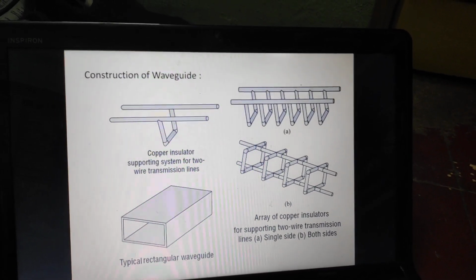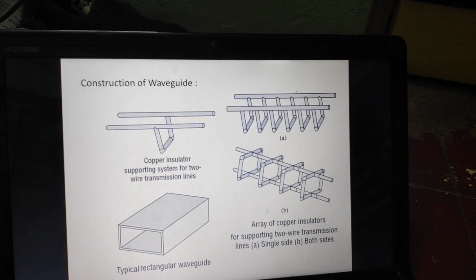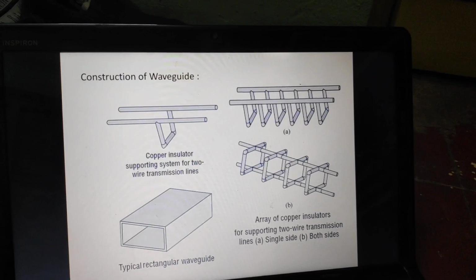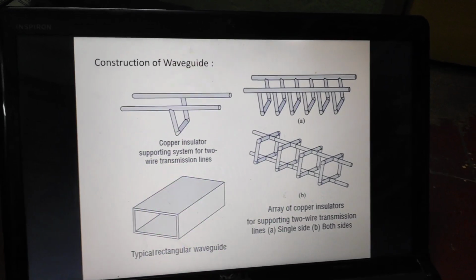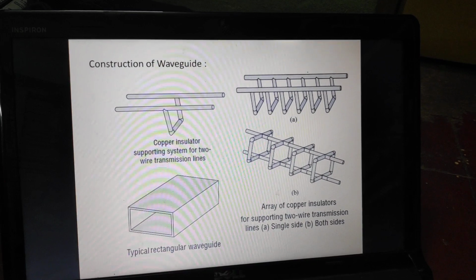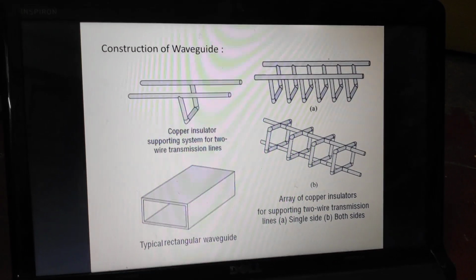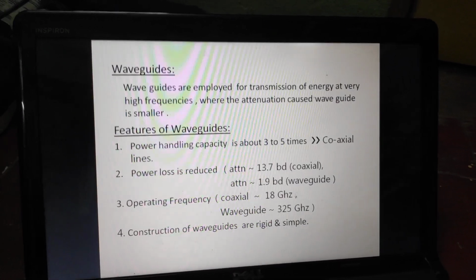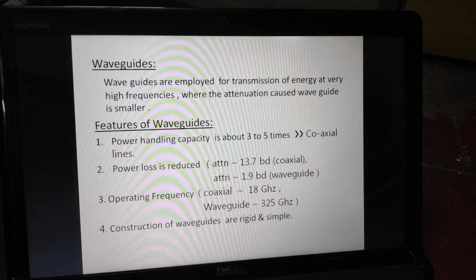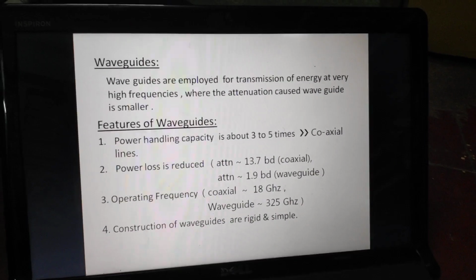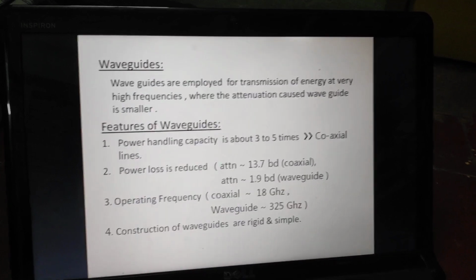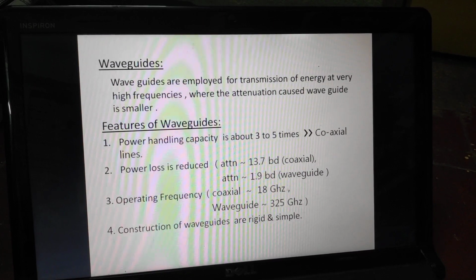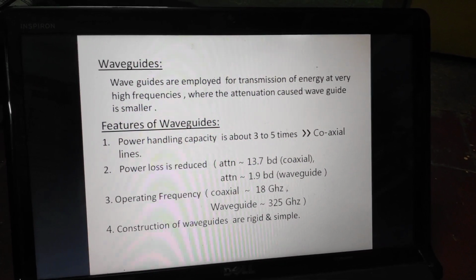Once you increase the number of sections along with the quarter wave sections, finally you'll have a bounded structure, something like this, where you have a completely confined medium. That medium we call a waveguide. What does a waveguide mean? Waveguides are employed for transmission of energy at very high frequencies. Normally the frequency range is in gigahertz, where the attenuation caused by the waveguide is very small when compared to an open wire transmission line.